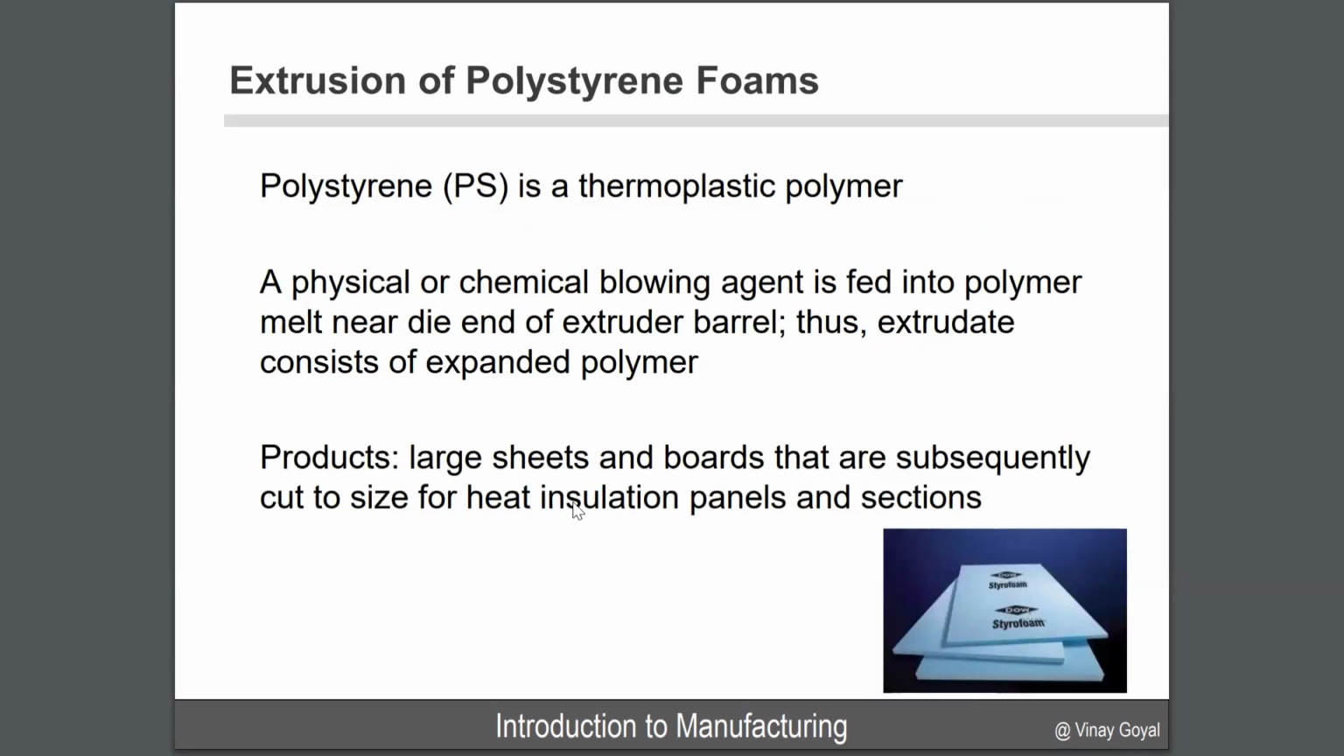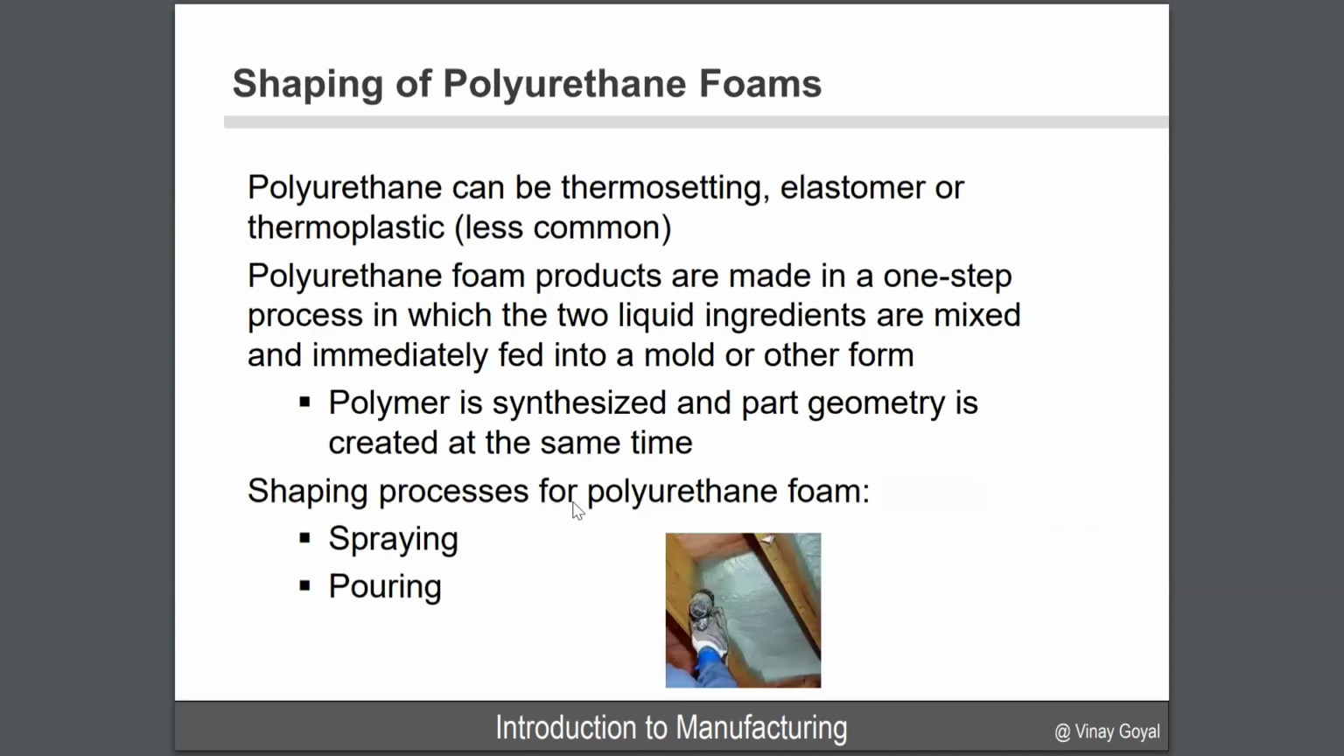So how do you deal with manufacturing? Extrusion is one approach. Polystyrene is a thermoplastic polymer. You can use a chemical blowing agent, typically fed into the polymer melt near the die, and then the extrudate consists of the expanded polymer. You can make large sheets, boards, a lot of different things, even heat insulator panels for houses. The shaping of polyurethane foams, here's an example here at the bottom.